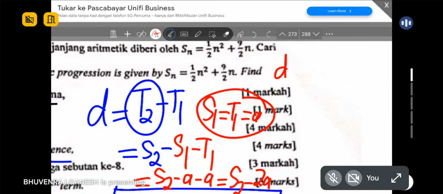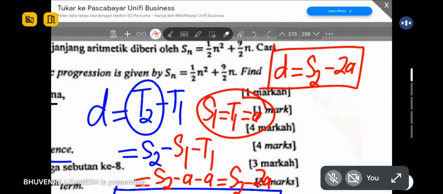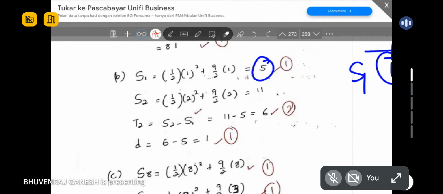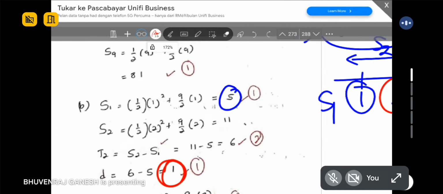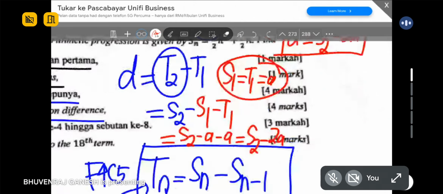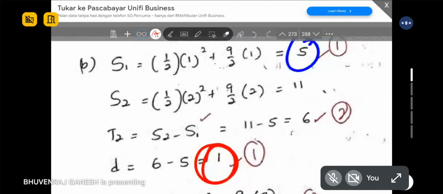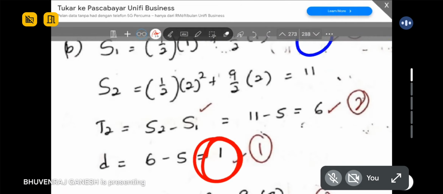Okay, this formula is also valid, guys. Boleh. Cuba ingat lah. Okay, d is equal to S2 minus 2A. So you guys just need to substitute everything. Gantikan. And then you guys will get the answer. Your common difference is 1. 0? No, you won't get 0. Your answer is 1, guys. Can you see that? Clear? So your answer is still 1. Your common difference is 1.